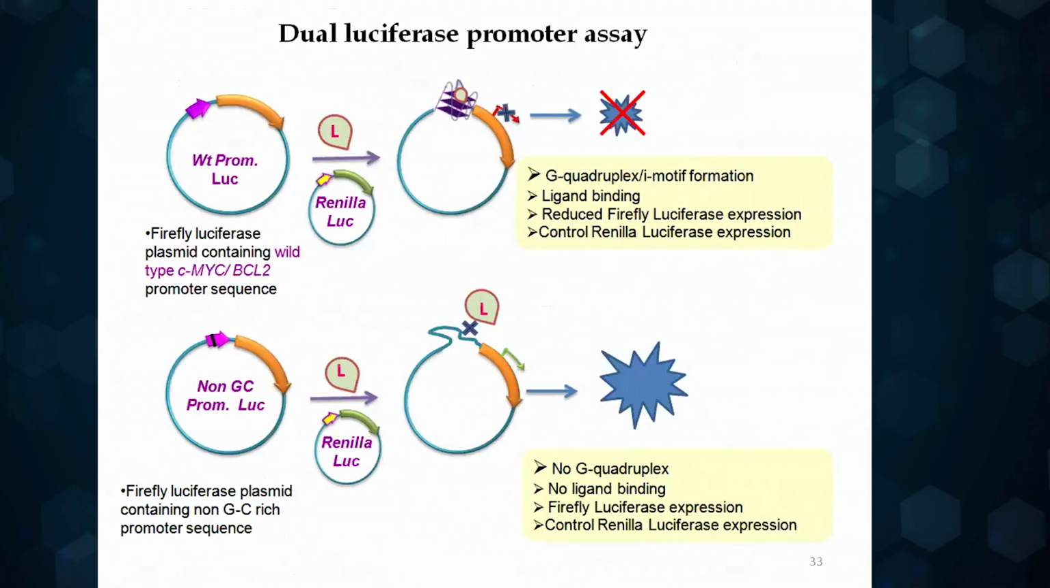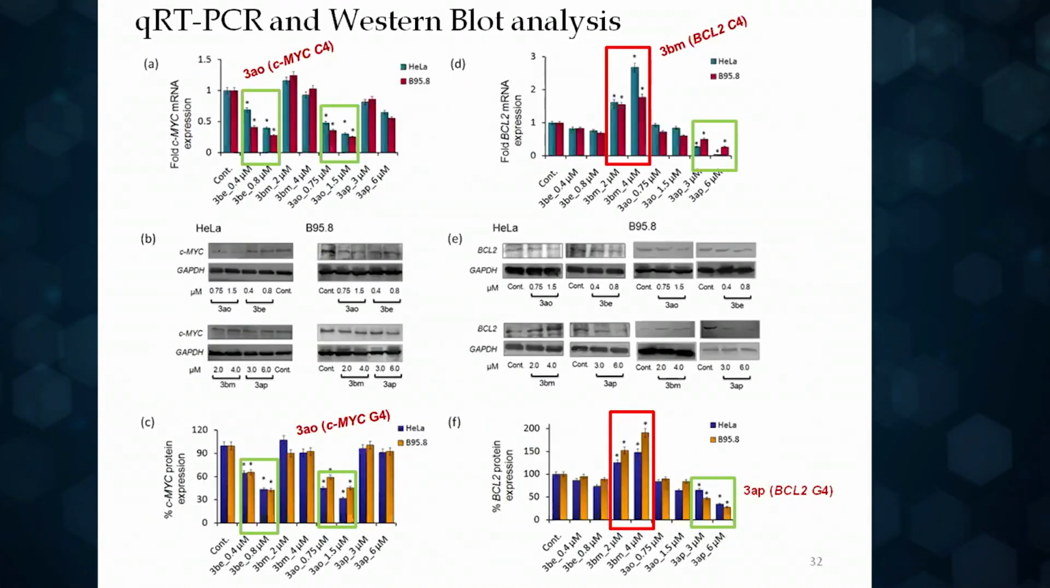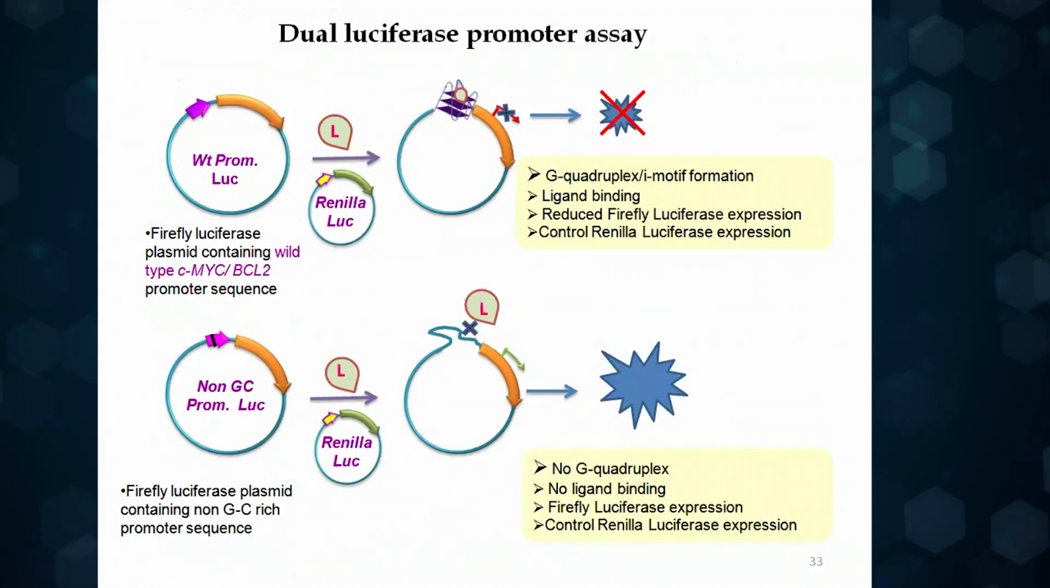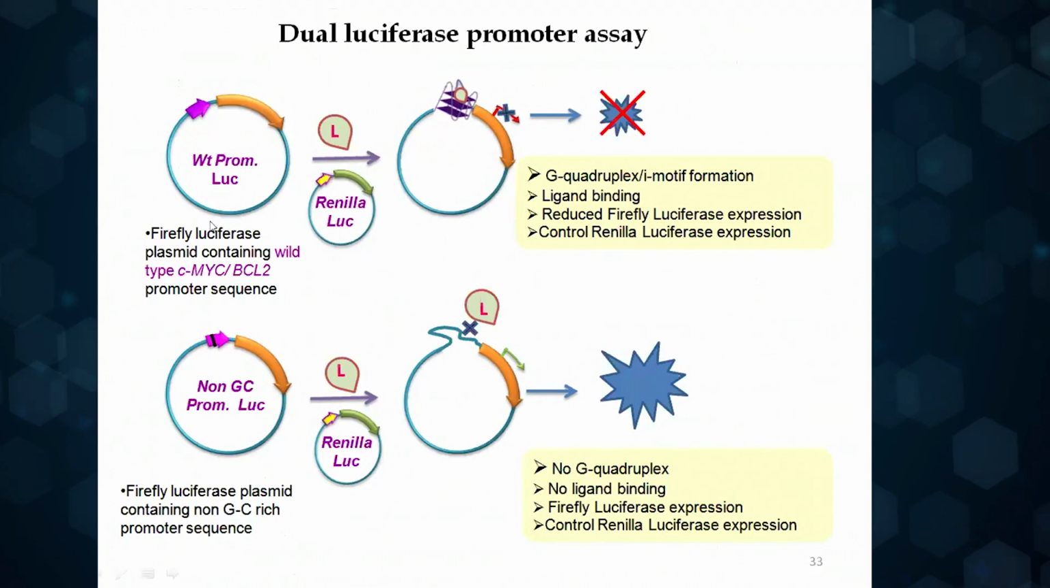These studies suggested that these ligands can modulate the expression of c-MYC and BCL2 oncogenes. To further study whether the effect of these ligands is due to direct interaction with the promoter regions, like quadruplexes and I-motifs, we also performed dual luciferase promoter assays. In this assay, we used firefly luciferase plasmids containing c-MYC and BCL2 promoter sequences.